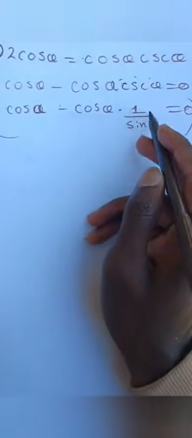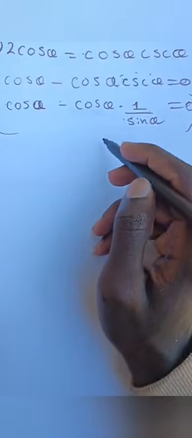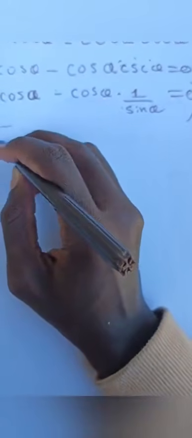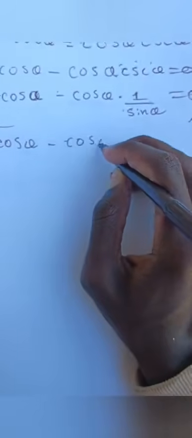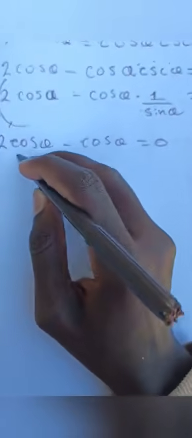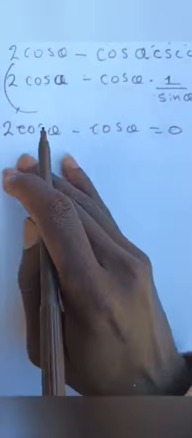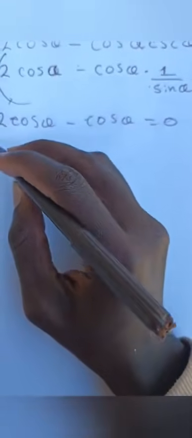Right, so let's multiply throughout by sine theta. We want to get rid of the fraction, so I'm going to multiply throughout by sine theta. So here you're going to have 2 cos theta minus cos theta just. Okay, so what do we do next?